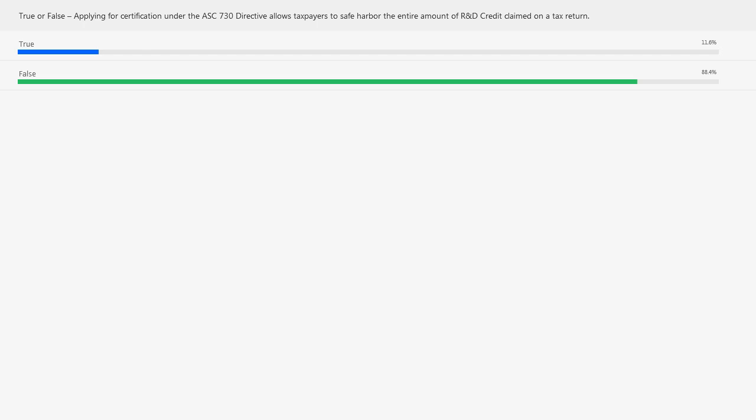Okay, it looks like most of you got this right. Applying for the certification under the ASC 730 directive does not allow the entire amount of the R&D credit to be safe harbored. It will basically safe harbor a certain amount of the expenses, but also doesn't take into consideration things like the fixed base percentage or the alternative simplified credit base. Those will be looked at separately.